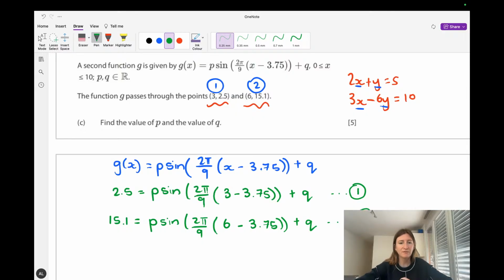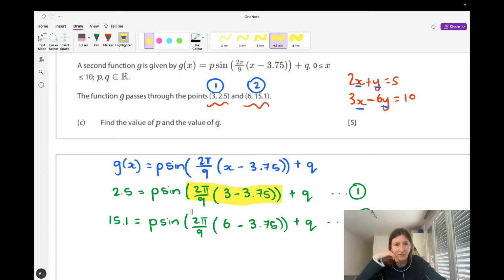Right. So now we've substituted in for each of our equations our x and y values, and now we just need to solve for p and q. Now, looking at that, you might think, where do I even begin? But if you look at this part here, there's actually no variables there. This is just a number. So for both of these, I'm going to find out what these are. They're just going to be numbers, and then I'm going to have sine of that number, and that's going to give me a number. And I'm going to actually have linear equations after this, like really nice and simple ones.